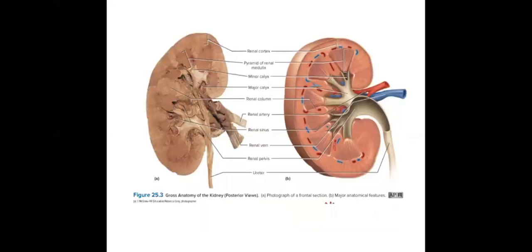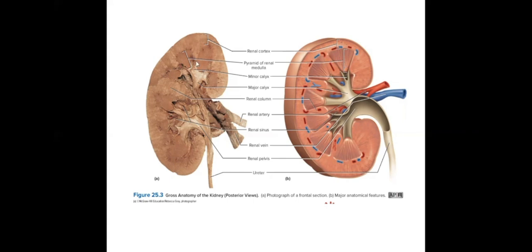See this picture. This is the actual kidney, and this is the computerized diagram of the kidney. This is the renal cortex, the outer area. This inner part is the medulla, and inside the medulla there are pyramids, which are triangular in shape.